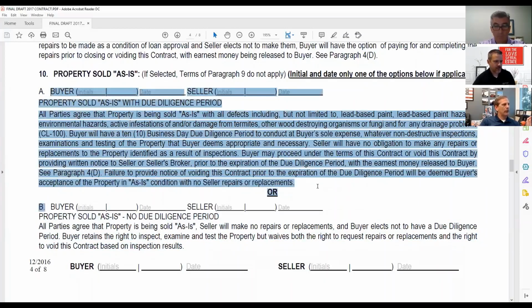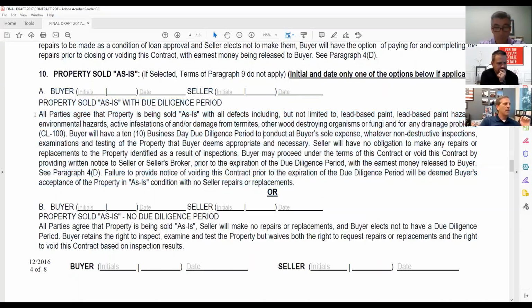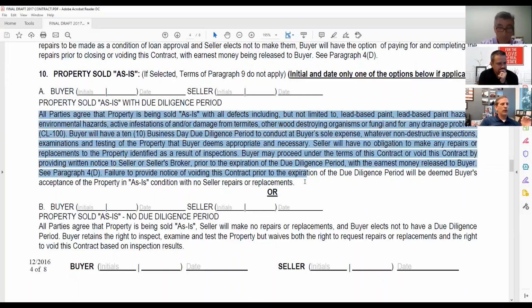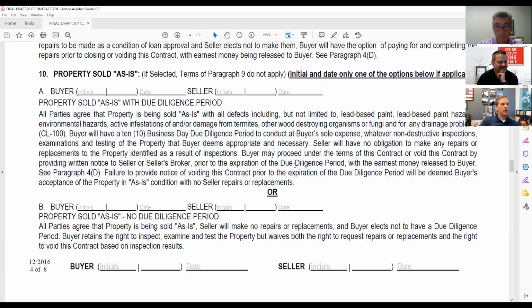10A is a little bit different. This is, we're buying your house as is, but we are not going to ask for any repairs, even though we are going to do inspections. Basically, your house looks like a hellhole. I just want to make sure that it's not a money pit and a hellhole. And so I'm going to do the inspections. I just want to make sure how bad it is.